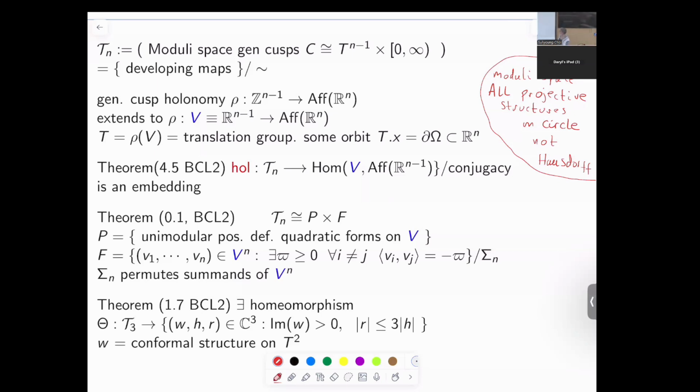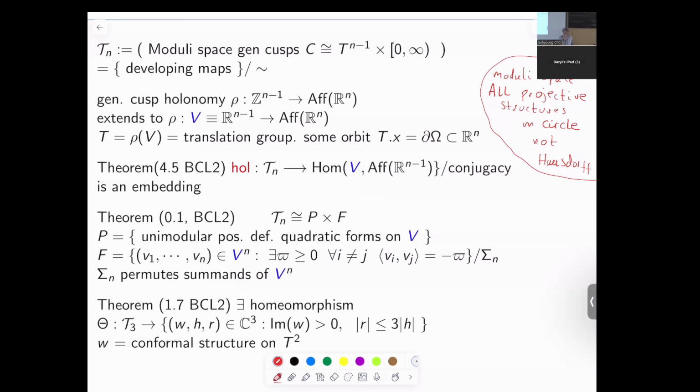So for a couple of years, we didn't know whether the moduli space of generalized cusps was Hausdorff or not. It turns out it is. So you have a generalized cusp, then you have a holonomy homomorphism that maps a fundamental group into the affine group. And that homomorphism actually extends to a map of R^(n-1) into the affine group because the image is contained in a translation group. So the image of the extended homomorphism is what we call a translation group.